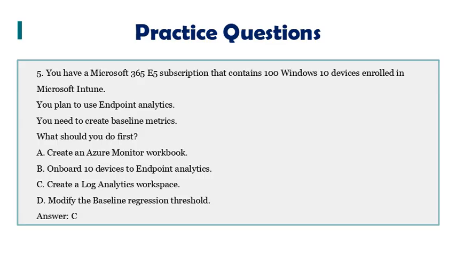5. You have a Microsoft 365 E5 subscription that contains 100 Windows 10 devices enrolled in Microsoft Intune. You plan to use Endpoint Analytics. You need to create baseline metrics. What should you do first? A. Create an Azure Monitor workbook. B. Onboard 10 devices to Endpoint Analytics. C. Create a Log Analytics workspace. D. Modify the baseline regression threshold. Answer: C.